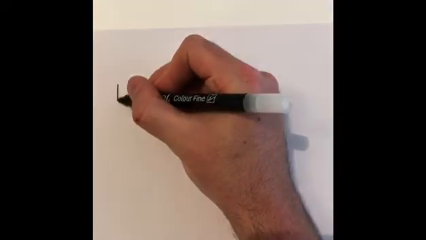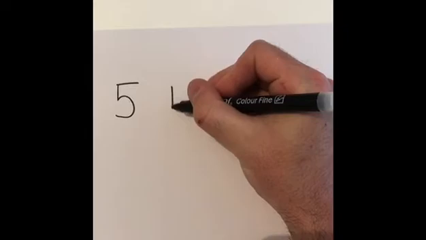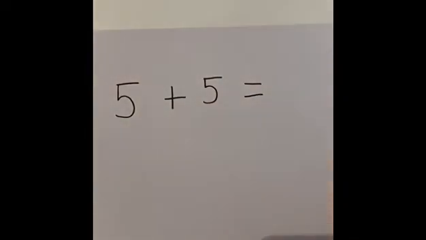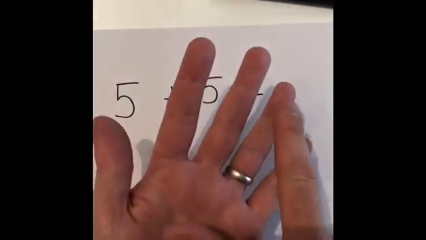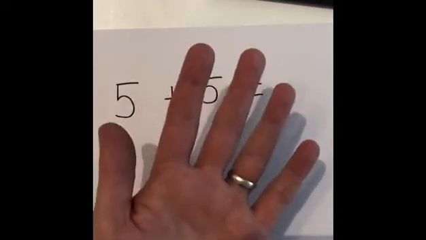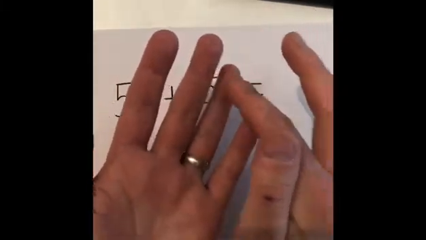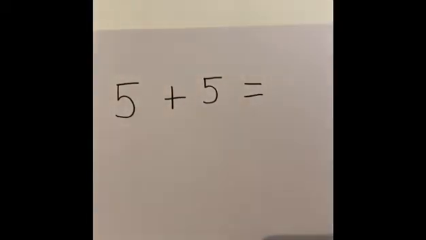This time, we're not going to draw any objects to solve our problem. We're going to use our fingers because our number sentence is 5 plus 5 equals. Now, we could have done this for the other numbers as well, but 5's a really good one to do it with. If you hold up both hands, you'll notice you've got 5 fingers on each hand. So you're actually doubling 5 just by holding up all your fingers because you've got 5 on one hand and 5 on the other. So if you count them all together, that will give you the answer to double 5. And of course, the answer is 10.